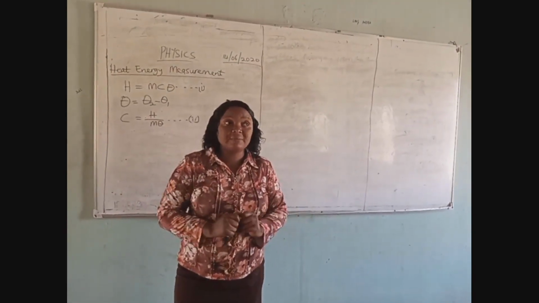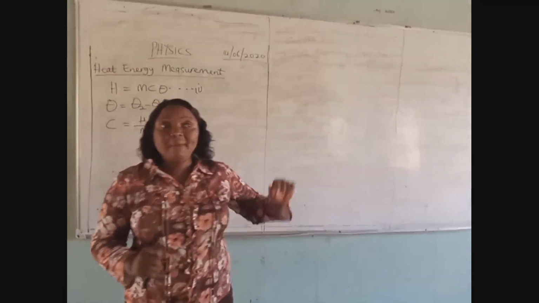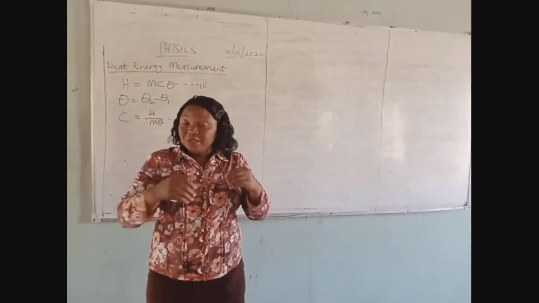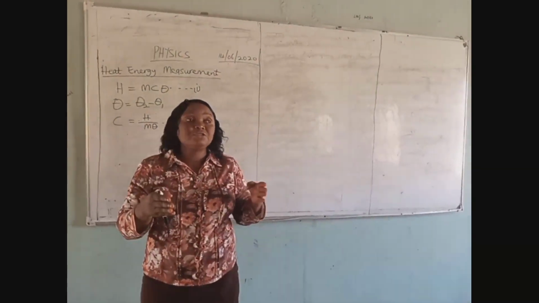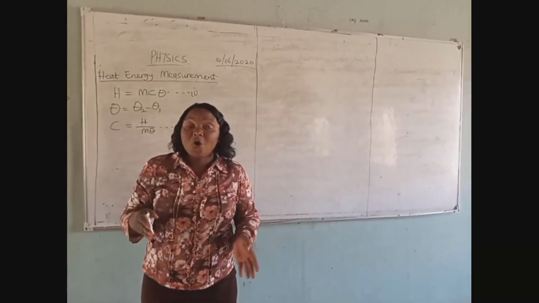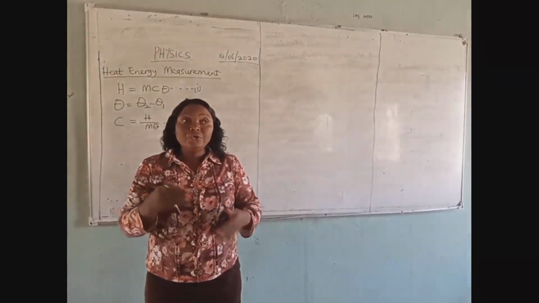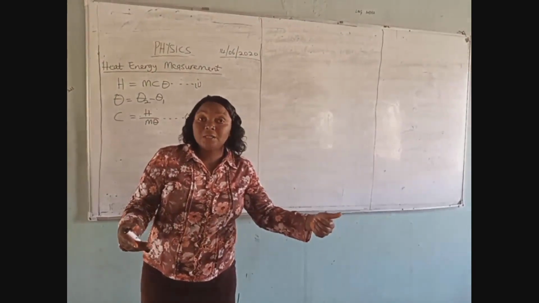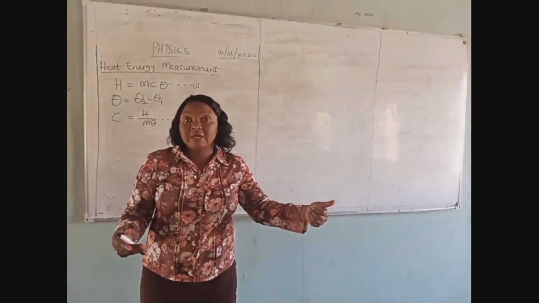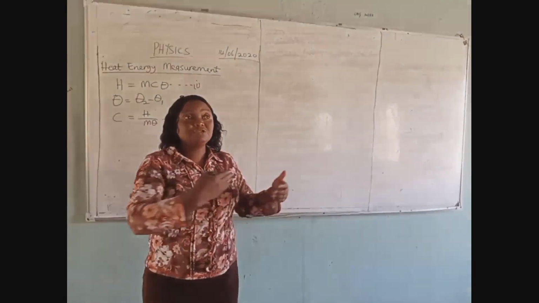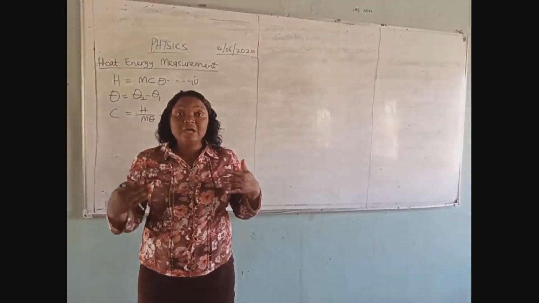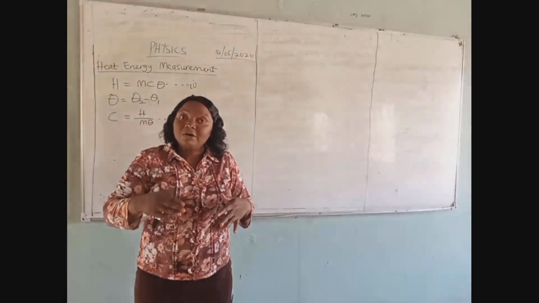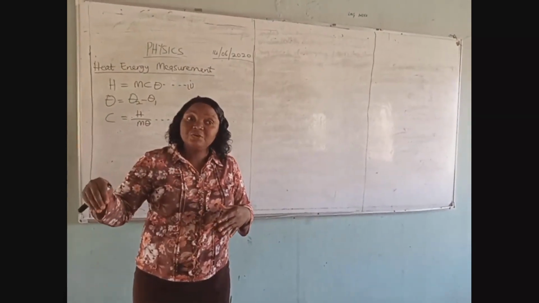And we also learned about the electrical method of measuring specific heat capacity. In the electrical method, let me give you this illustration. Assuming you want to use your electric heater or your boiler to heat water, to boil water, what will you do? You will plug the boiler to the socket and it will begin to supply electrical energy. So the electrical energy supplied by the boiler is used in heating the water.